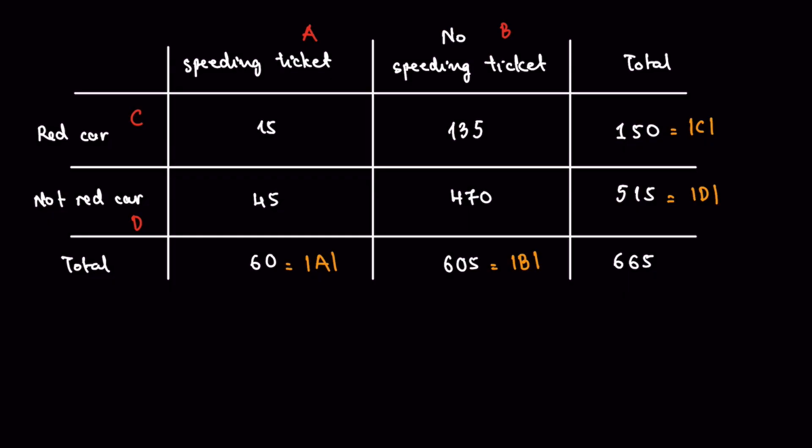In addition, the value 15 here is the number of people who got a speeding ticket and their car is red. So this is equal to the cardinality of A and C. Similarly, this case is the cardinality of A and D. This one is the cardinality of B and C. And this is the cardinality of B and D.